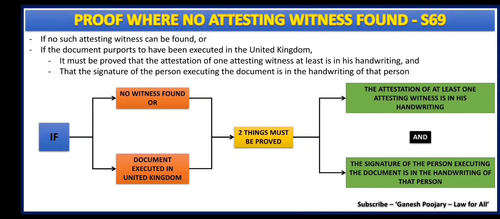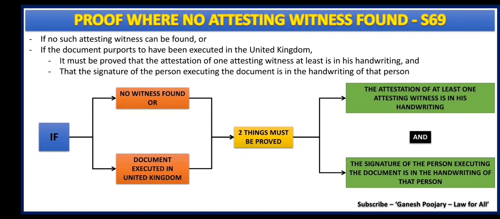The provision starts with an if condition. Now what is this if condition? There are 2 conditions. The first one, no attesting witness is found. As I have already discussed in my previous video, when it comes to attesting witness, there will be minimum 2 attesting witnesses. Now none of them are available. In that case, or if the document is executed in the United Kingdom, even in that case, there are 2 things that must be proved in court. What are the 2 things?